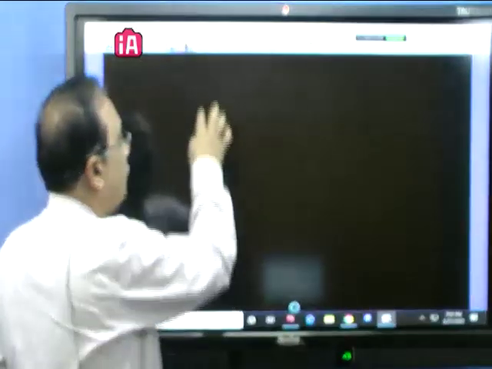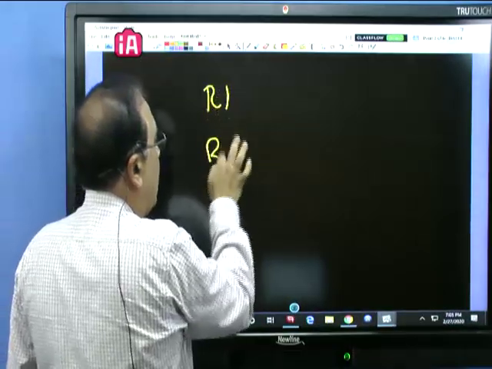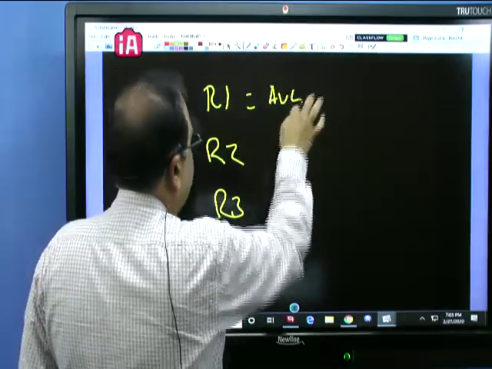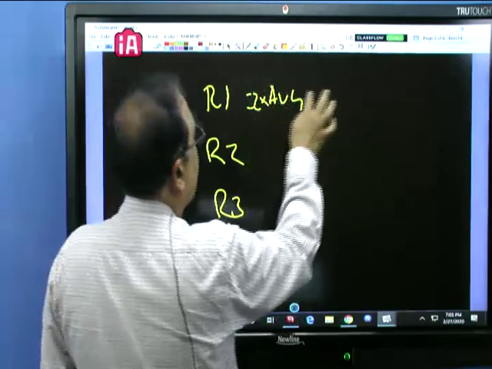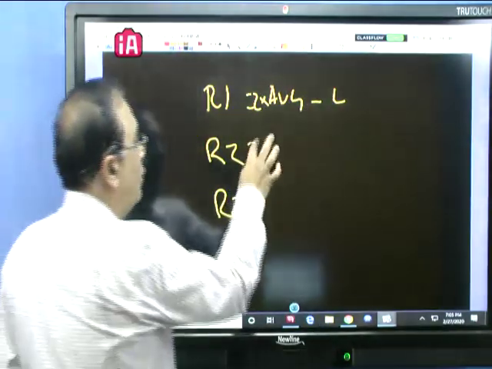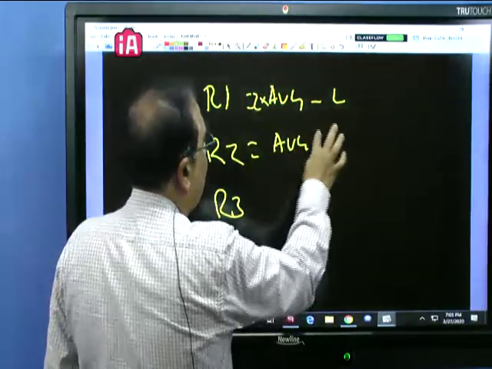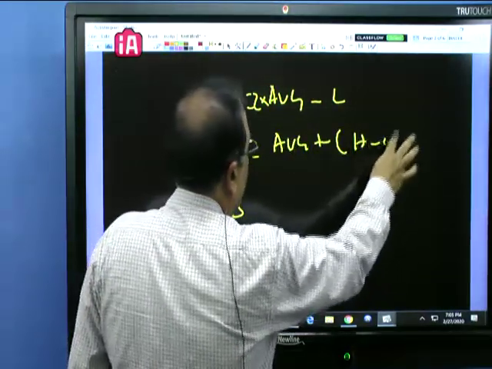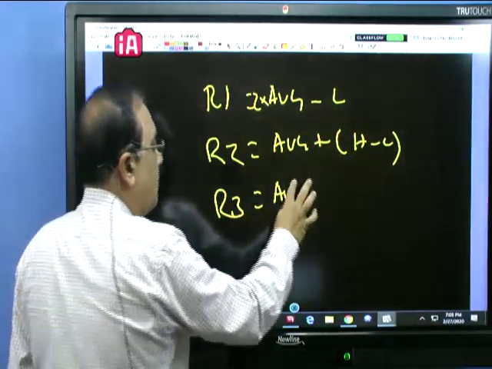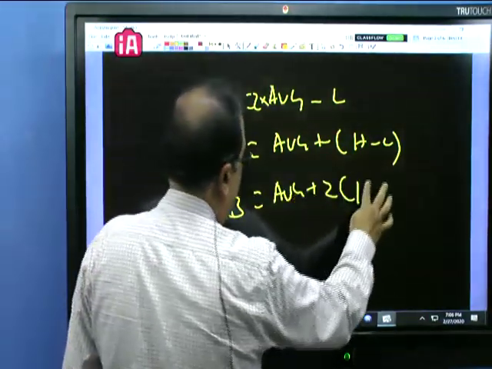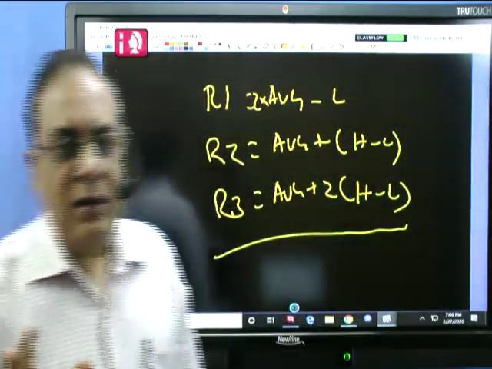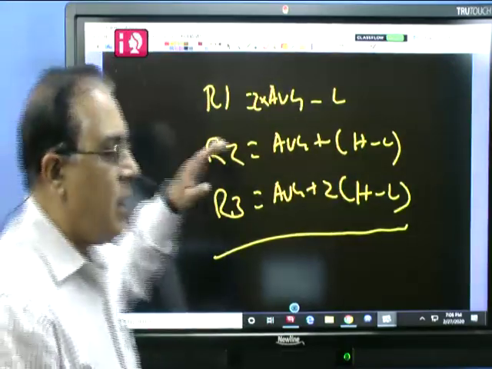So the resistance formulas, we have R1, R2 and R3. Same thing, R1 is 2 into average minus previous day low. R2 is nothing but average plus the range, high minus low. R3 is average plus 2 into range. So this is the formula which you have to keep in mind.